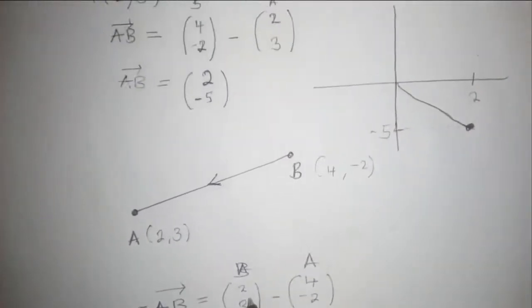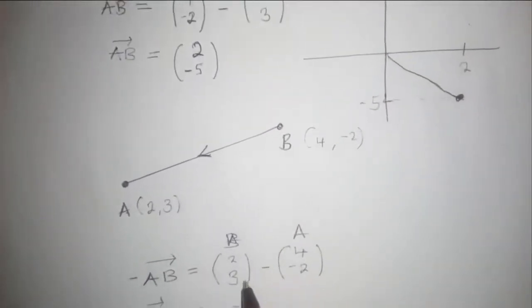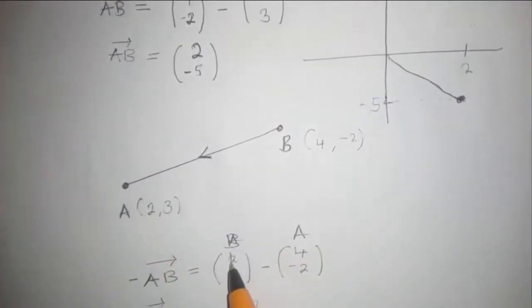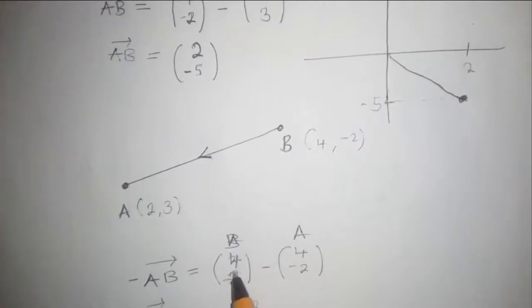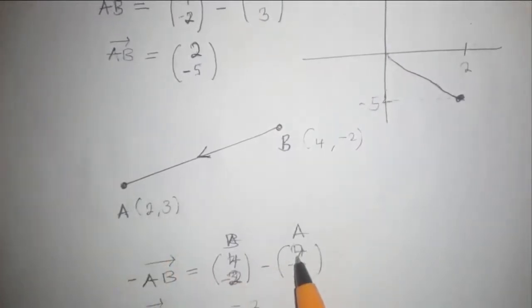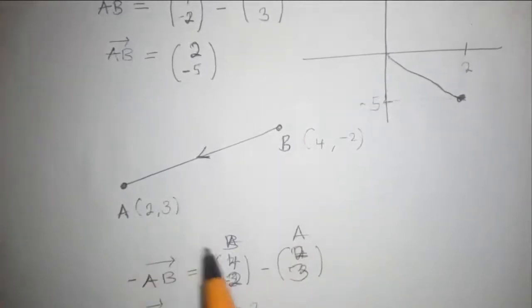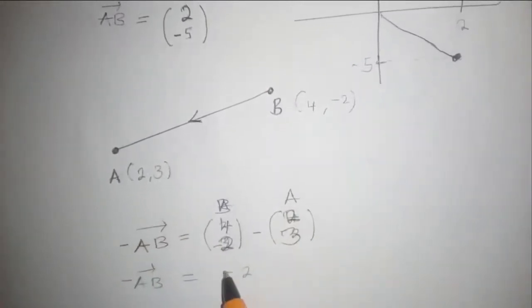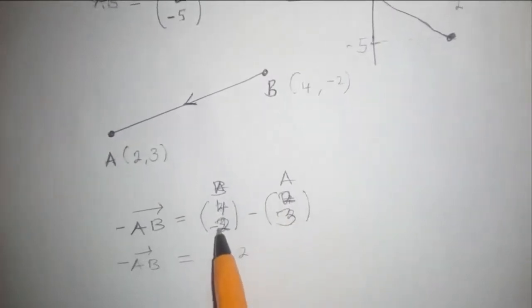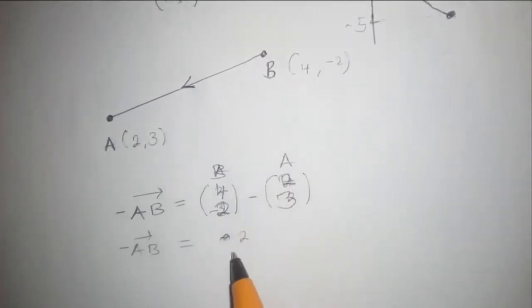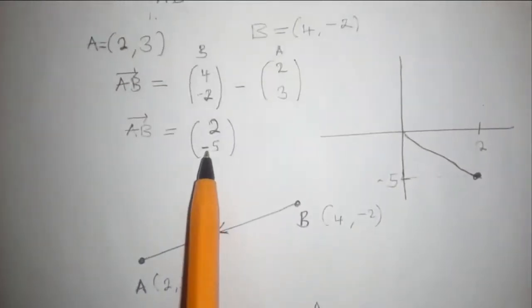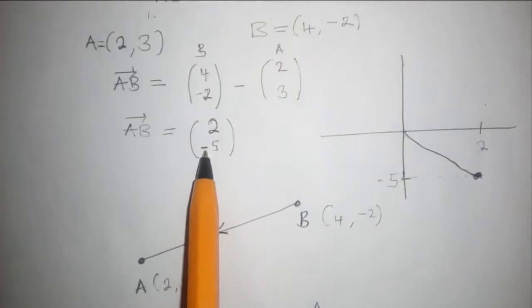Oh, sorry, we made a mistake here. This is supposed to be, remember, B is here, it's 4, negative 2. Okay, and A is 2, 3. This A. Okay, I made a mistake here. So here it's supposed to be 4 minus 2. It's 2. Negative 2 minus 3 is negative 5. So it's almost the same as what we had here.